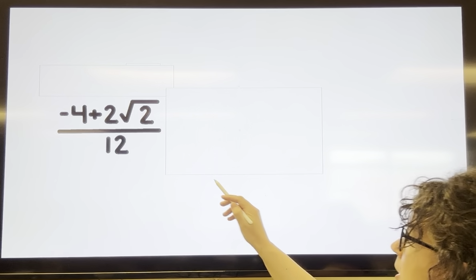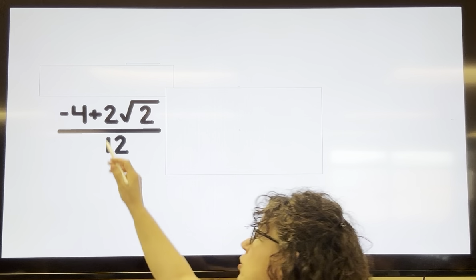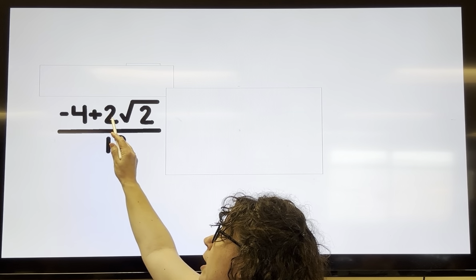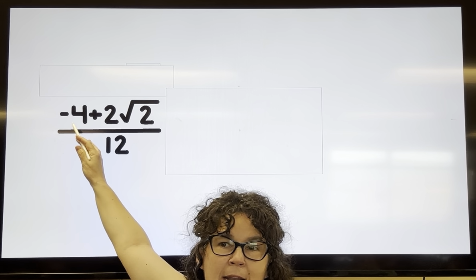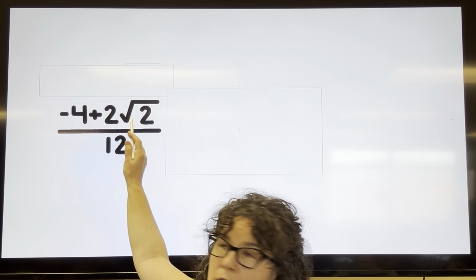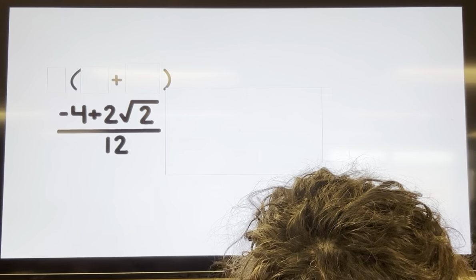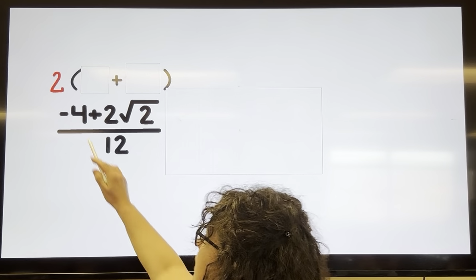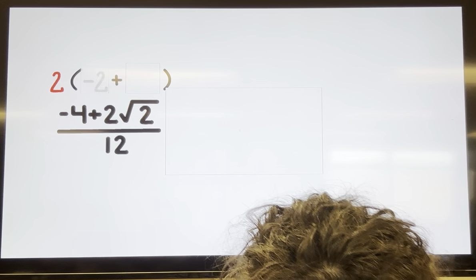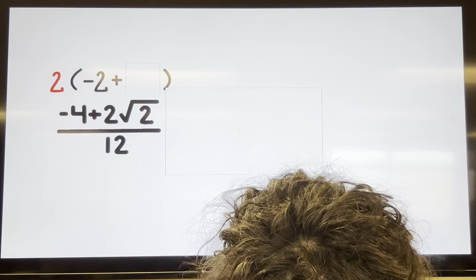Okay, so we can't simplify the fraction unless there's multiplication. So looking before and after this plus sign, 4, negative 4, and 2 root 2. 4 is made out of 2 times 2, and this is made out of 2 times root 2, so they both have a 2 in common. So I'm going to take a 2 out. Negative 4 divided by 2 is negative 2. 2 root 2 divided by 2 is just root 2.